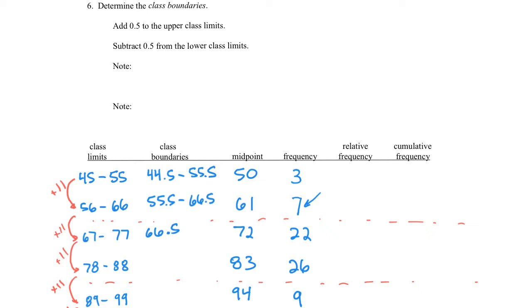So if we go down here doing the same thing, this will be 77.5. So just go ahead and fill these in. So what we have to do is add 0.5 to the upper class limits, subtract 0.5 from the lower class limits. And eventually we will get to the end here.